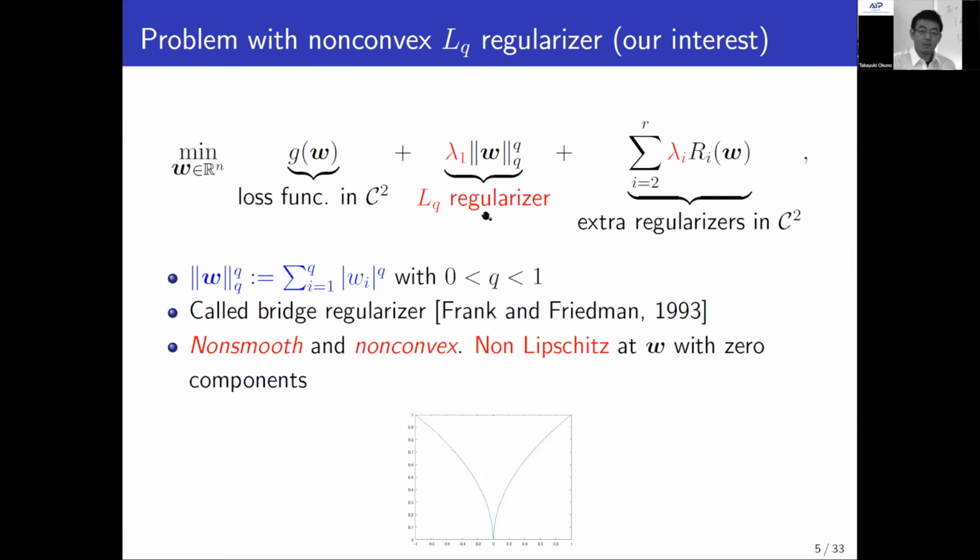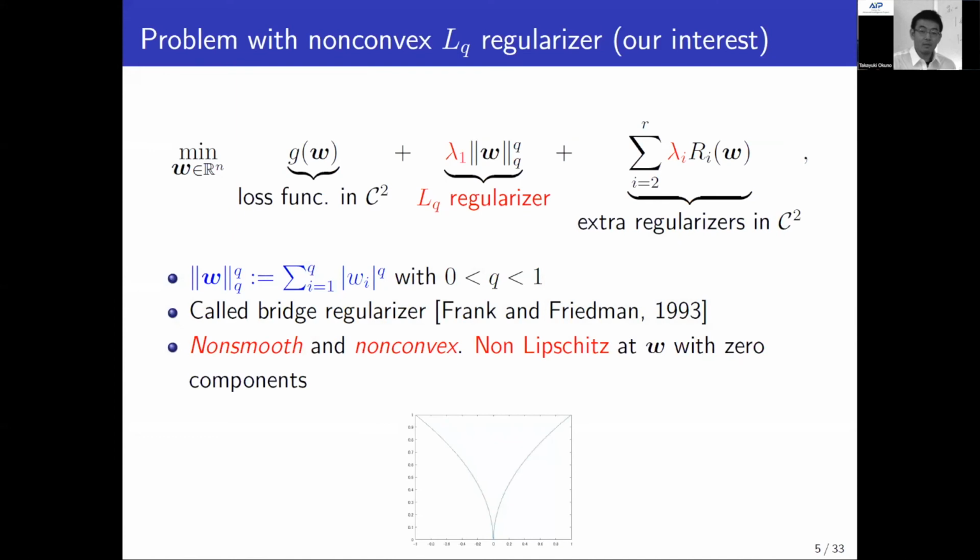Because of some technical reason, the point is this term. Let me explain this term a bit. This is a so-called bridge regularizer, and this is a figure of the graph in one dimension. From this figure, you can see this function is non-smooth and non-convex. And unfortunately, this function does not satisfy the local Lipschitz property at W which has 0 components, like this.